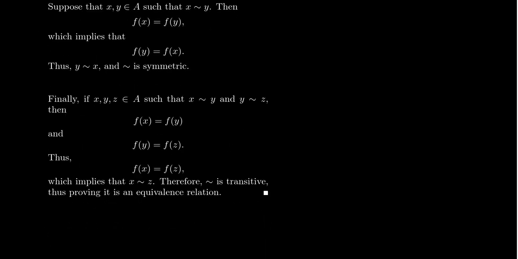The last one here is going to be transitivity. It's a very simple argument here. Suppose we have three elements, x, y, and z, such that x is related to y and y is related to z.